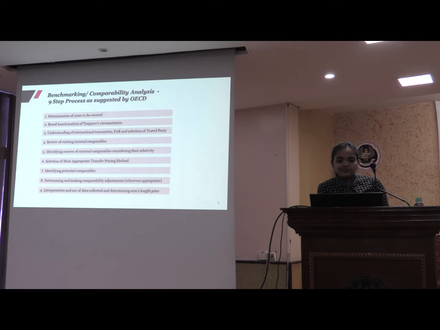The next is the taxpayer circumstances. As we have already seen, where is the taxpayer, what does the taxpayer do, and the comparable should be similar to what the taxpayer does. Then we discussed in the format of the TP documentation, we have to write what are the international transactions. We have to identify, we do not miss anything, we have to write the FAR and we have to finally select the tested party. Then we have to check if there is any internal comparables. As we had a previous example, we have to check for internal comparables. If not available, we have to choose an external comparable.